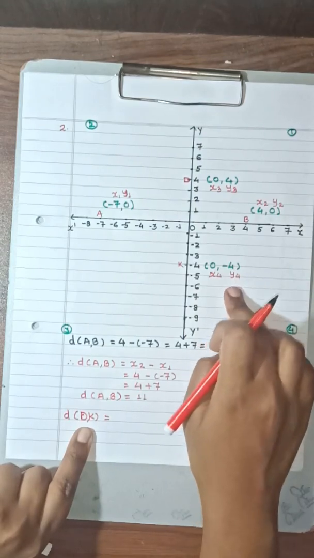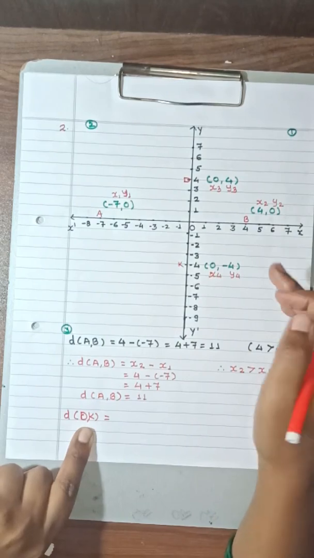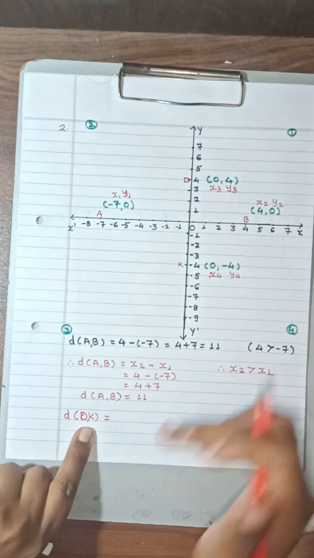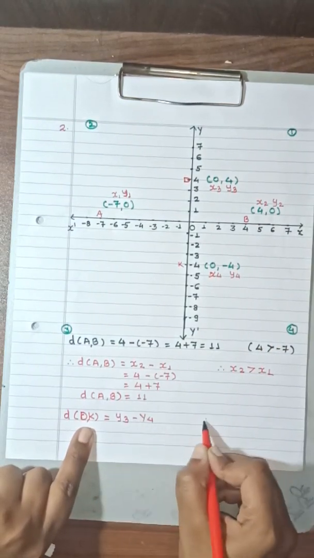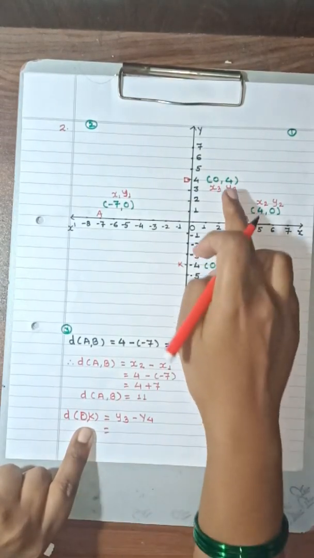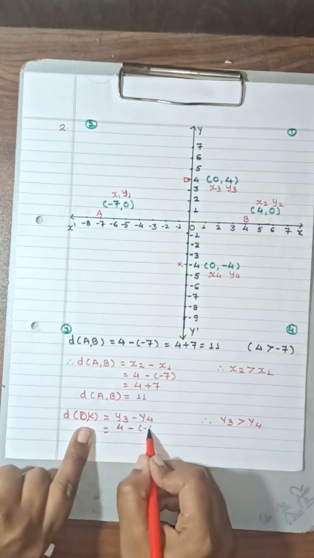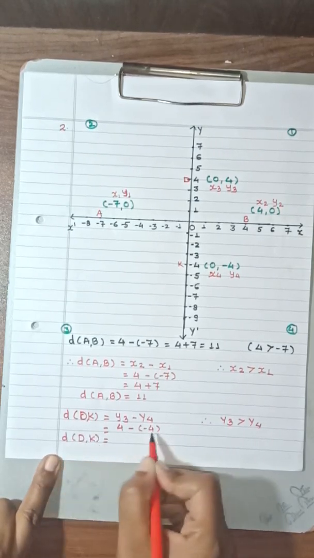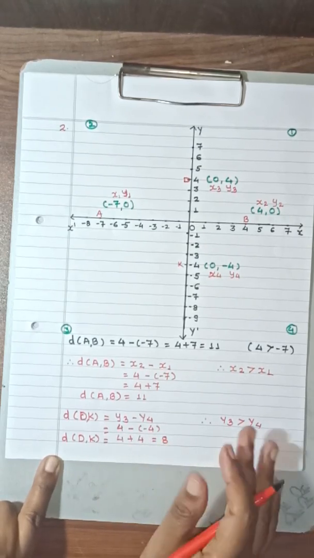Now, in order to find distance DK, this is on the Y axis, so we are going to consider Y coordinates. These points are on the Y axis, therefore we are going to consider Y coordinates. So now if you see, -4 is smaller than 4, so what we'll do here is Y3 minus Y4, and here you can write down Y3 is greater than Y4. So how much is Y3? Y3 is 4 and Y4 is -4. Therefore, distance DK will be 4 plus 4, that is 8. Understood?